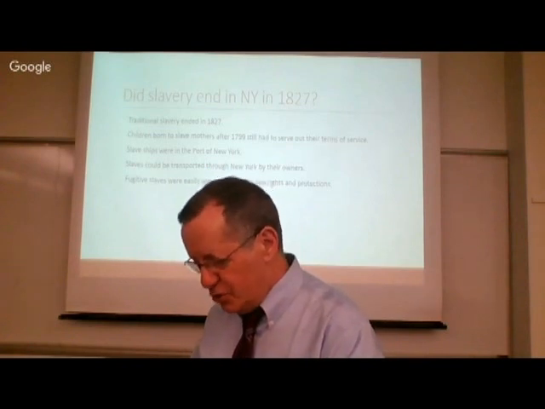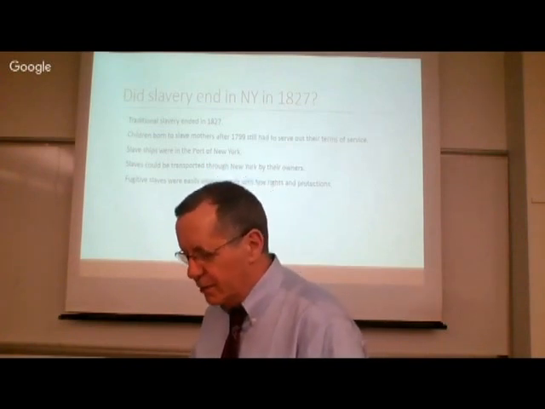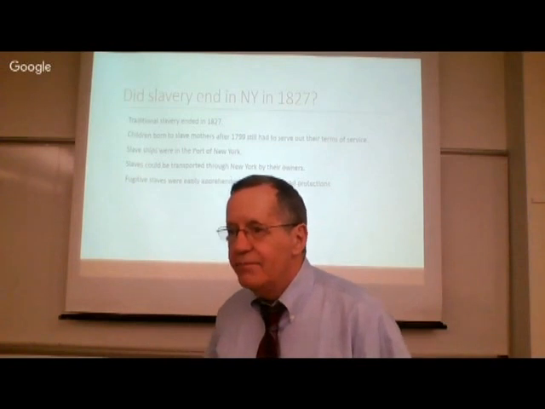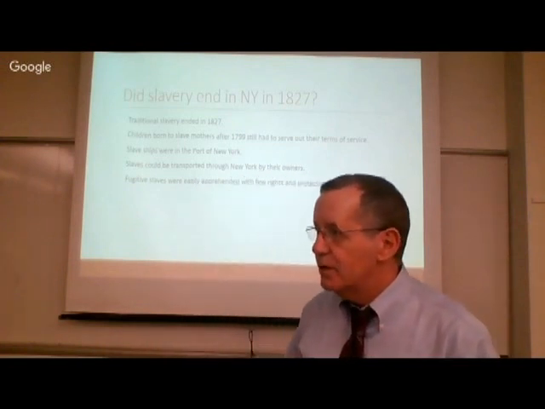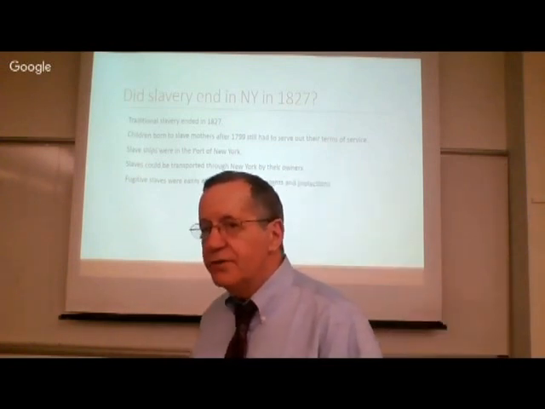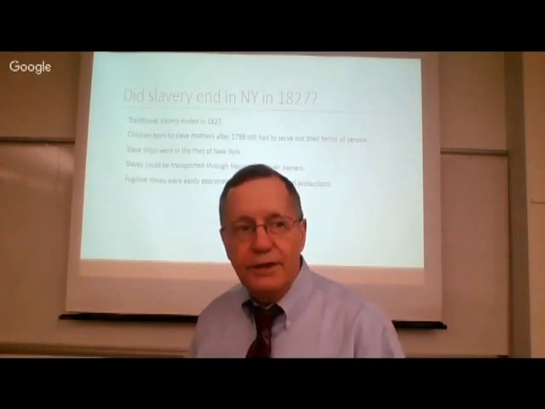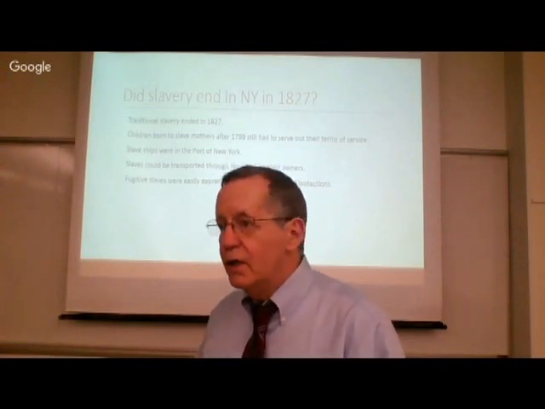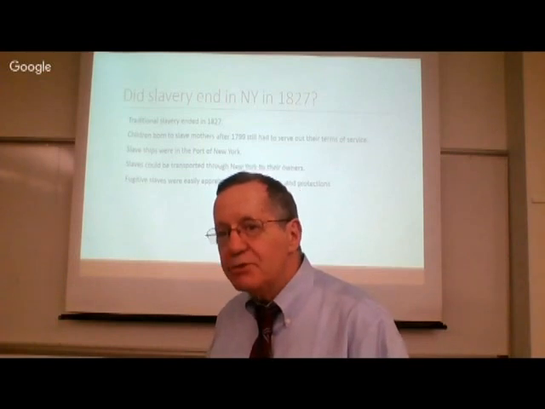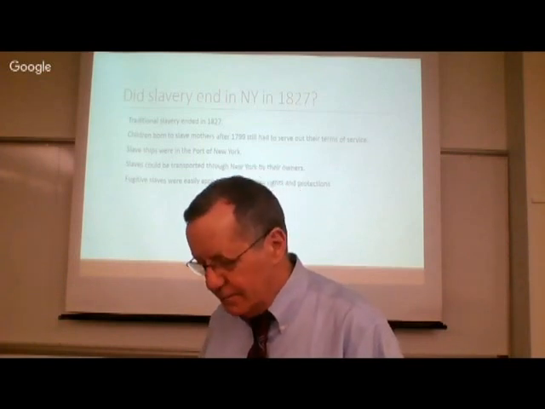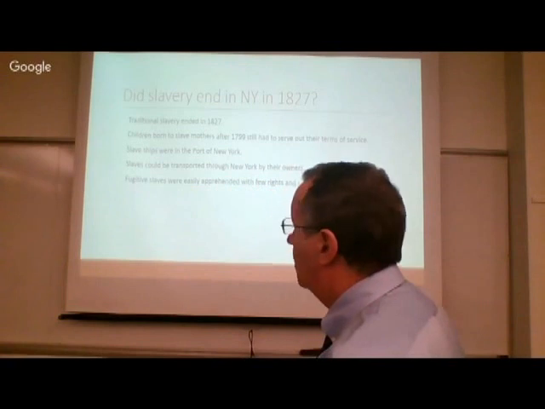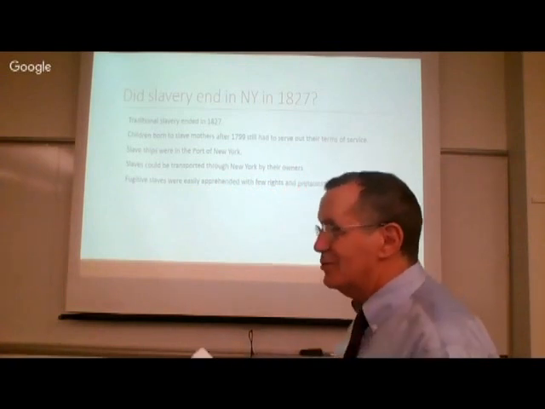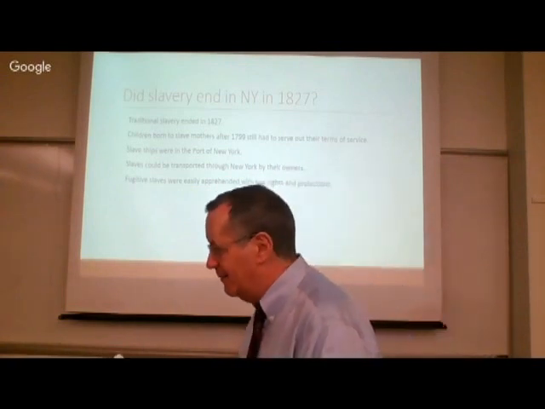And slaves could be transported through New York by their owners. And finally, fugitive slaves were easily captured in New York. And there were lots of people who were in New York solely to try to capture people who'd run away from the South. And they also captured people who weren't runaways. Right, like the 12 Years a Slave guy.